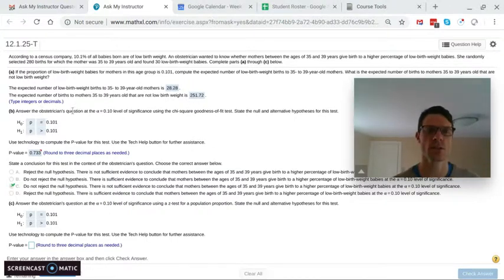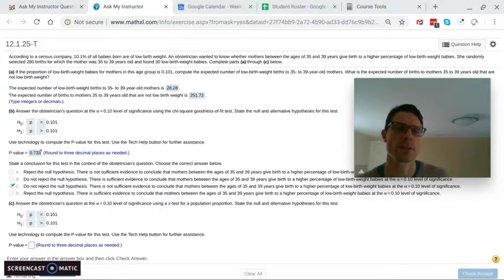The obstetrician's question: at a 10% level of significance, using the chi-square goodness of fit test, state the null and alternative hypothesis for this test. So the null is just that the proportion still is 10.1%. The obstetrician thinks that it's higher. And so the alternate hypothesis is that it's more.